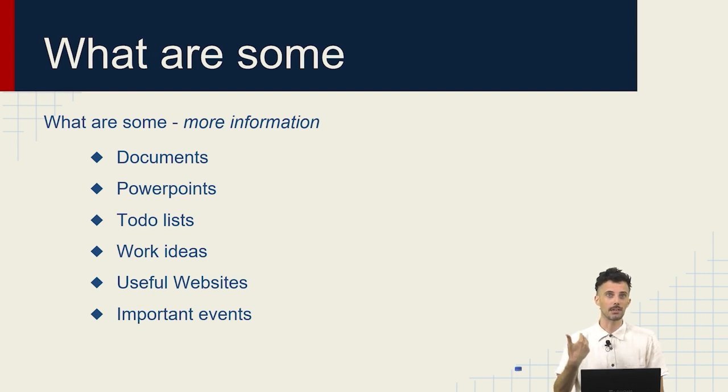So these are the six ones that we can ask for more information about, because we didn't give that much information about them. You can use the documents, PowerPoints, to-do lists, work ideas, useful websites, important events, because we didn't give that many examples of them.